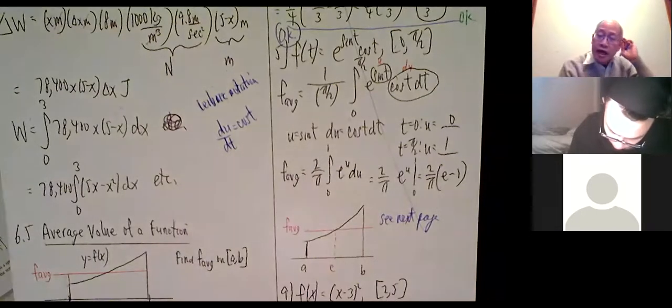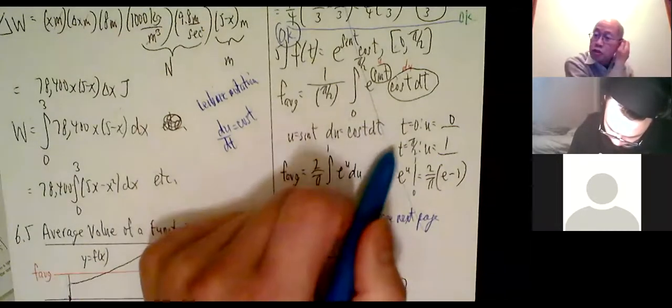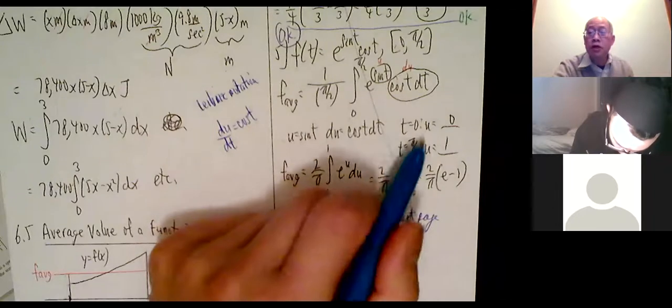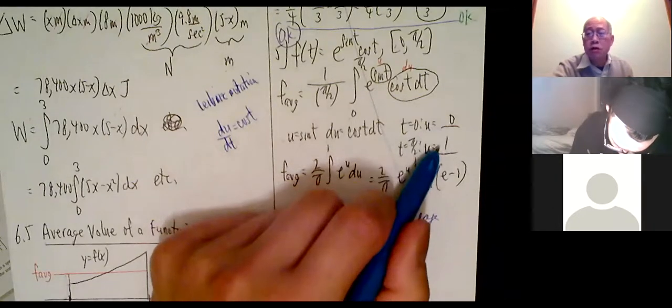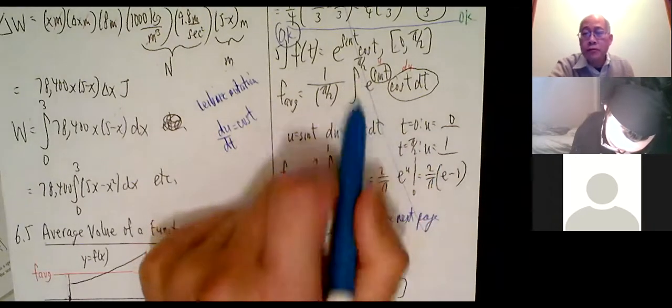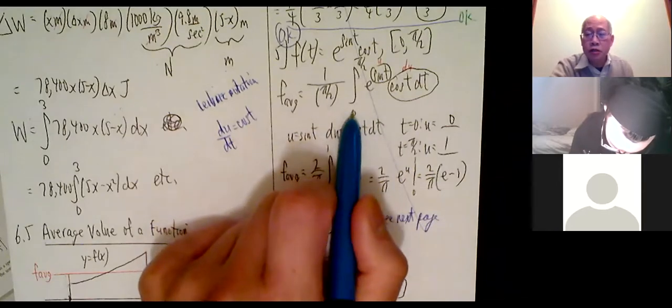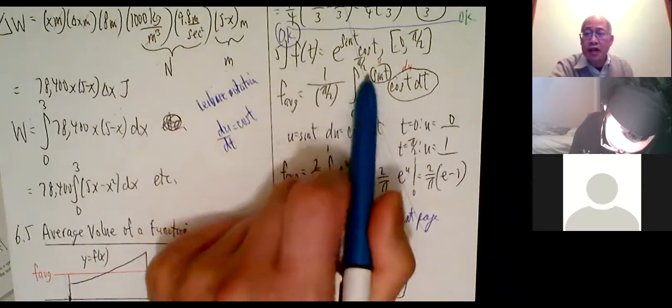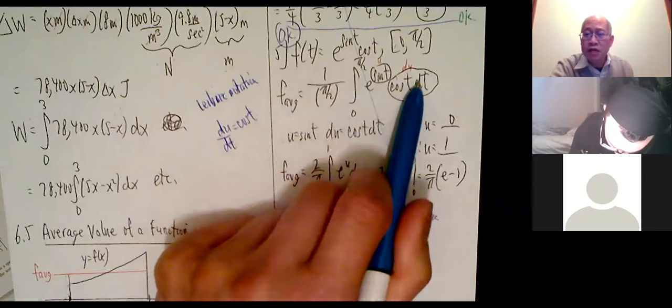Okay? So in other words, as t travels from 0 to pi over 2, u travels from 0 to 1. So my new integral is going to be completely in u. I'm going to forget about t. I'm not going to have this t or dt.